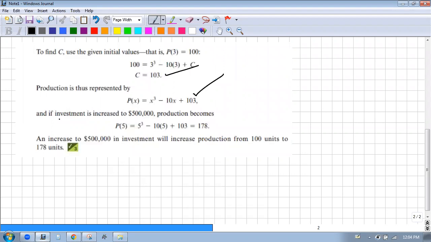They want to know if an investment is increased to 500,000, this means X equals 5. You want to know what the productivity is when X is 5, plug in 5 into your productivity formula. You get 178 units. So an increase to 500,000 will increase production from 100 to 178. All good with that? Nothing new yet? Okay.